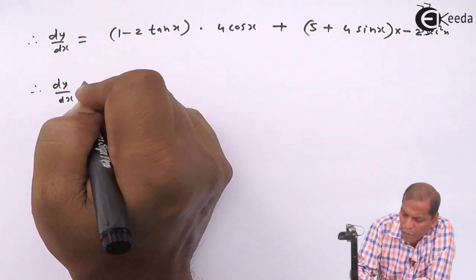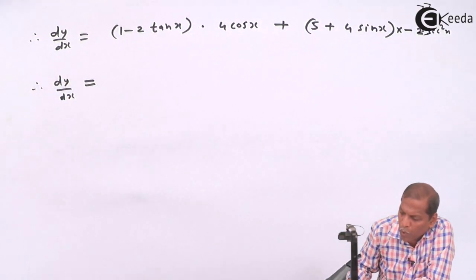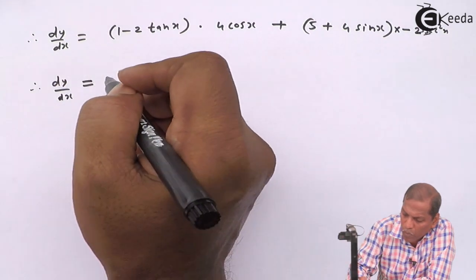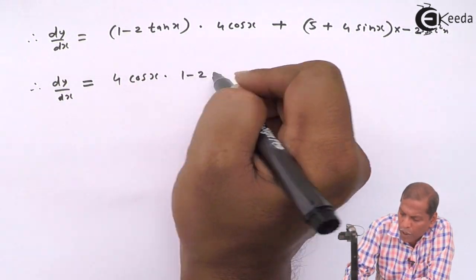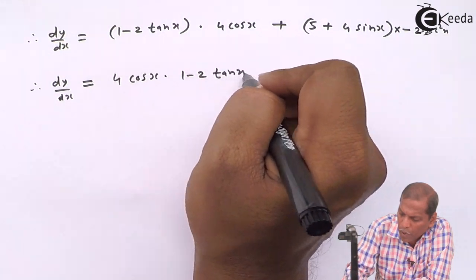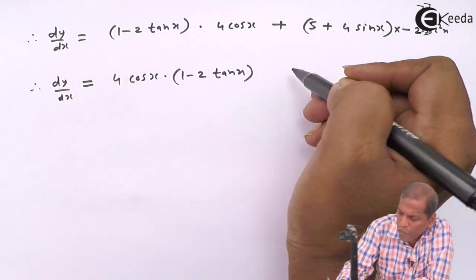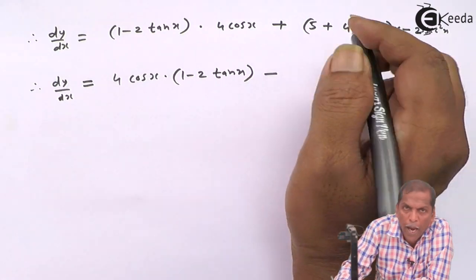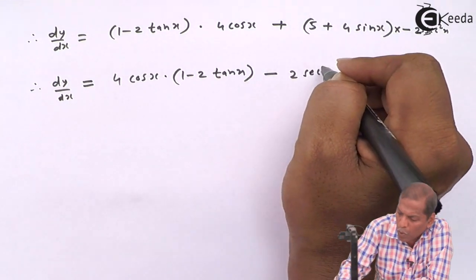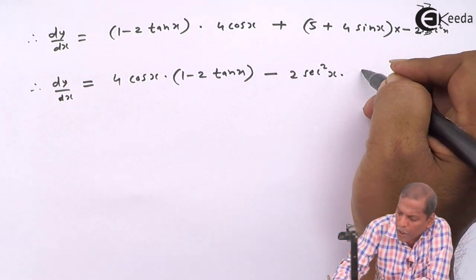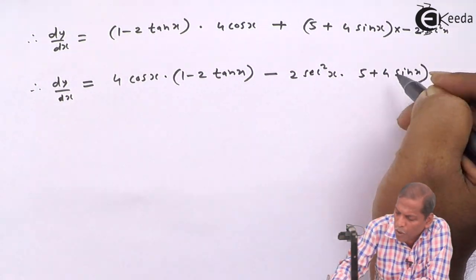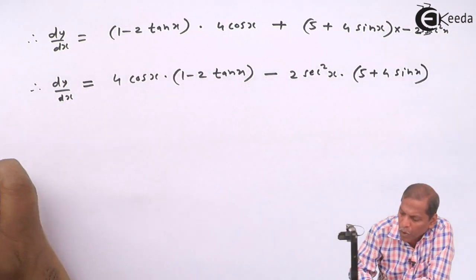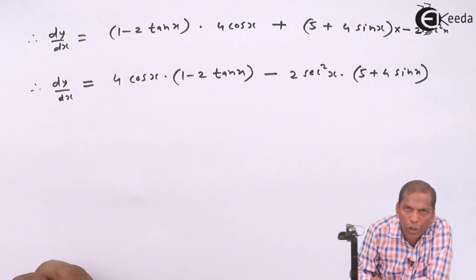Therefore dy by dx is equal to 4 cos x into (1 minus 2 tan x) plus minus 2 sec square x into (5 plus 4 sin x). So this is the required solution for the given problem. Thank you.